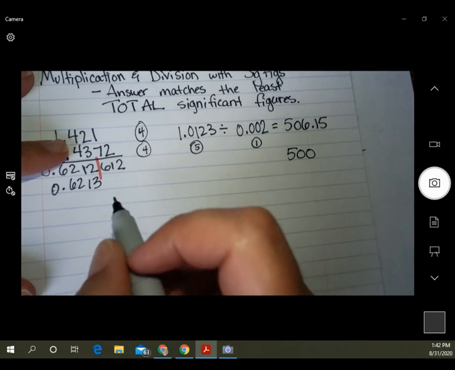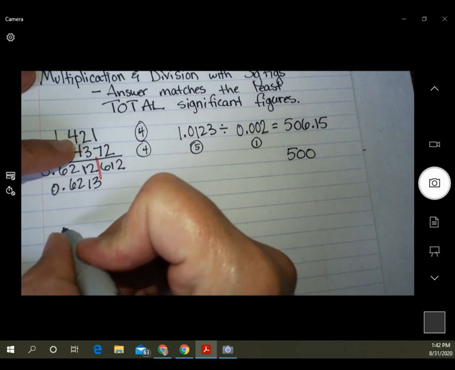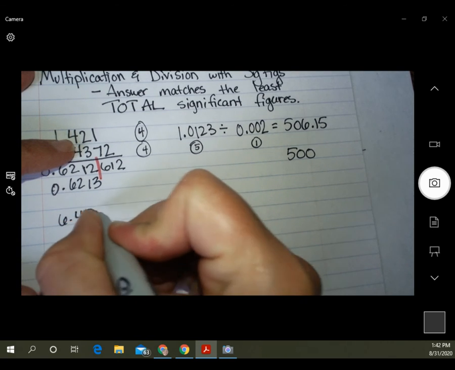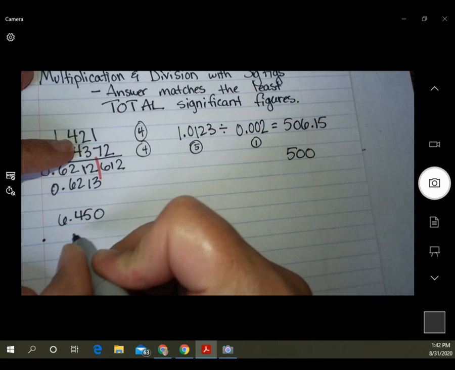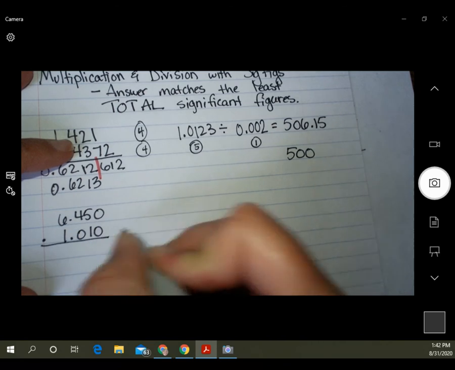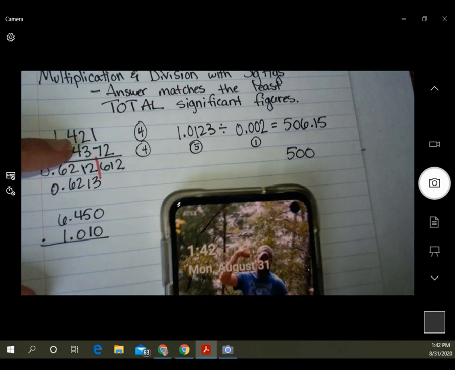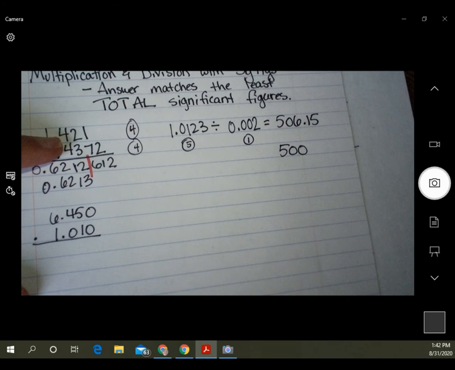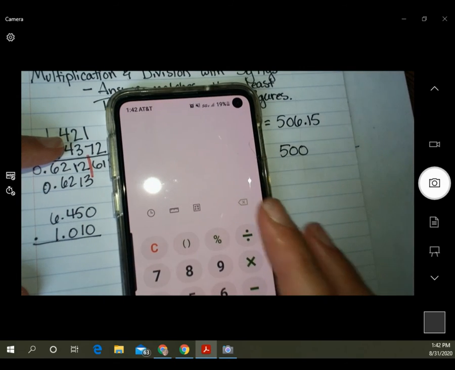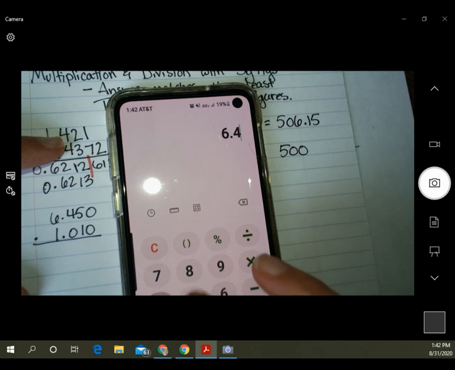Okay, well that's not the best problem ever, but 6.450 times 1.010. I'm going to multiply that. So, this part's kind of straightforward. We're using what we already know to do math. And then we have to apply the digit rules.